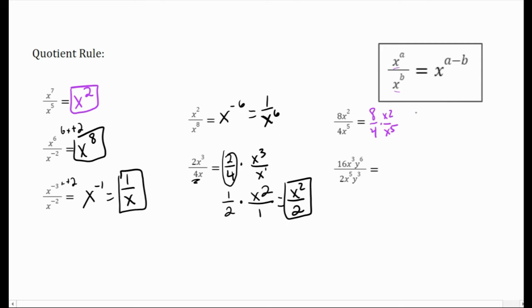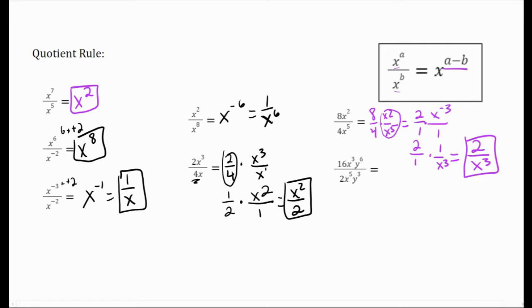I can simplify 8 over 4 as 2 over 1. And then I'm going to simplify this part here by using my quotient rule by subtracting the two exponents. 2 minus 5 is x to the power of negative 3 over 1, or I could also say 2 over 1 times 1 over x to the power of positive 3, which gives me my final answer here of 2 over x to the power of 3.